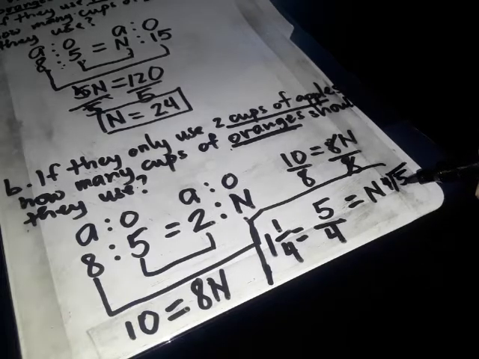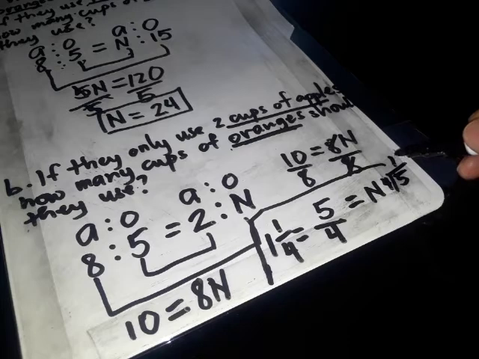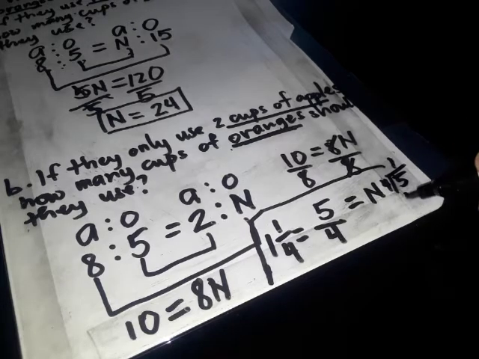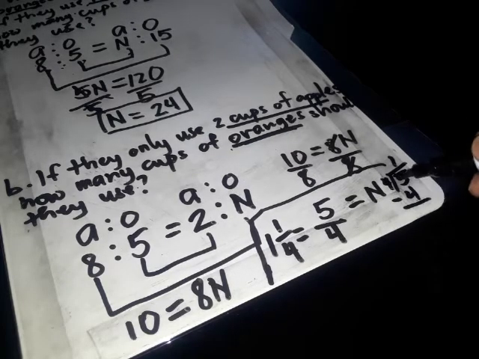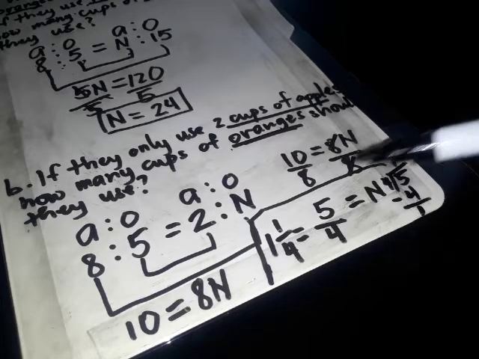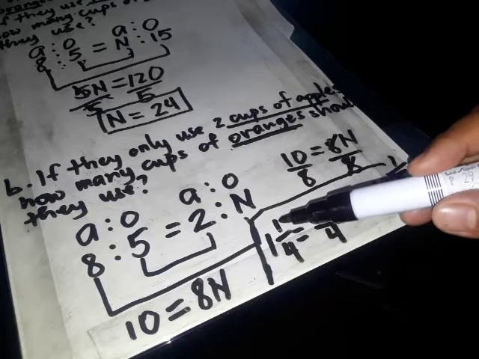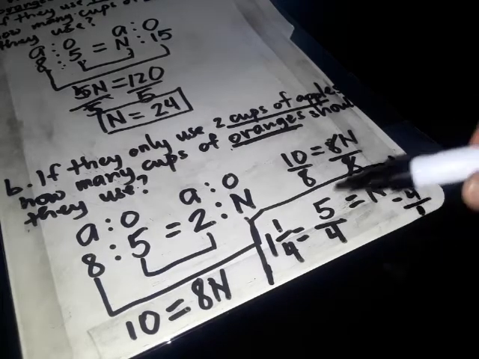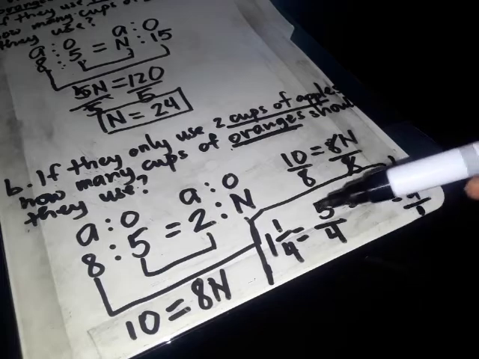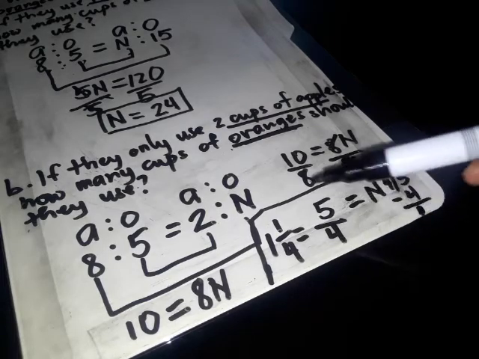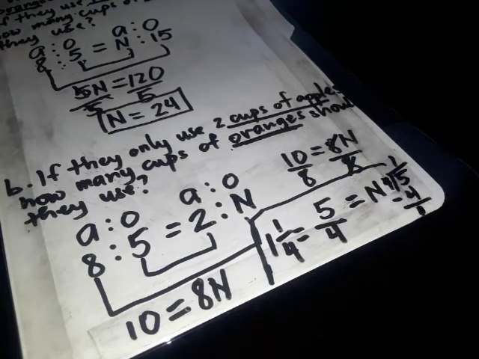So, ilang 4 ang pwede sa 5? Isa. Tapos, 1 times 4 is 4. Subtract 5 minus 4 is 1. Therefore, ang quotient natin ay yung whole number. Yung remainder ang nasa numerator. And then, yung divisor ang nasa baba. That's why, ang 5 over 4 ay pwedeng magiging 1 and 1/4.